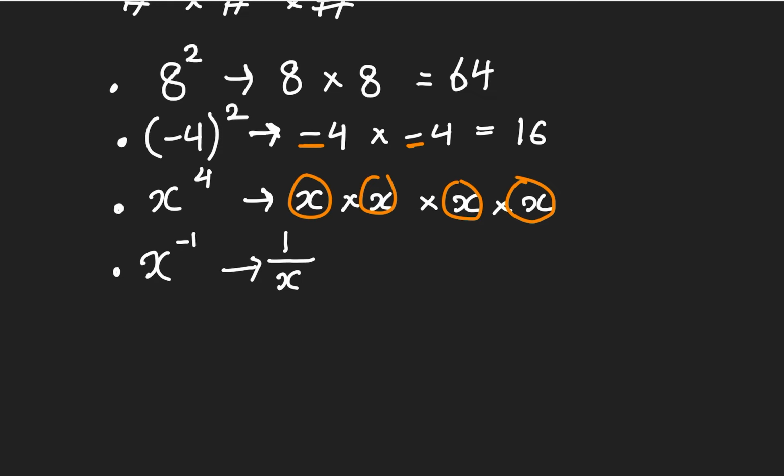Now 8 squared is the same. It was a very simple and basic understanding of how it all starts. So 8 into 8 is 64, and that is 2 times the same number again.